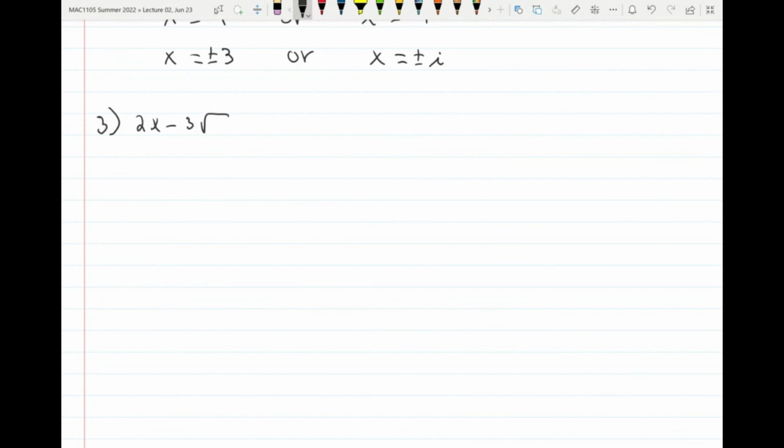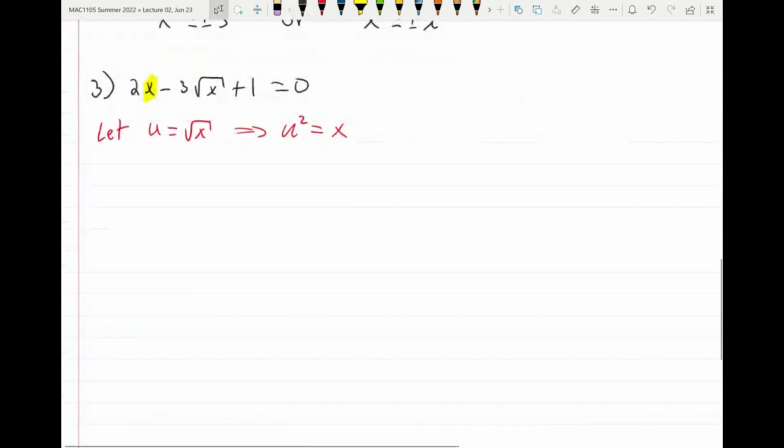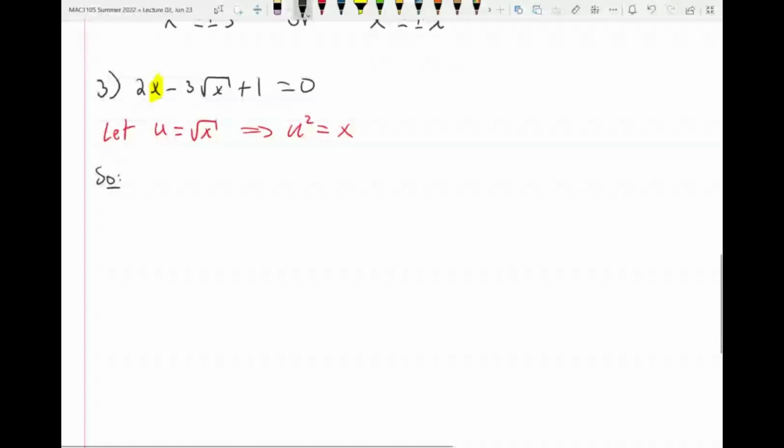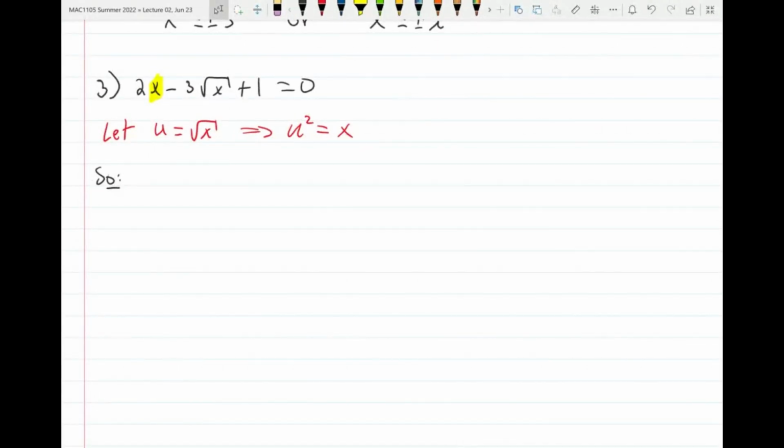We have 2x minus 3 square root of x plus 1 equals 0. And we already saw the reasonable substitution is u equals square root of x. If we do that, then u squared is just x, right? And again, here it is, right in business. Who can tell me what's the equation that we obtained? 2u squared minus 3u plus 1 equals 0. Questions on this? Do you know how to transform the equation?